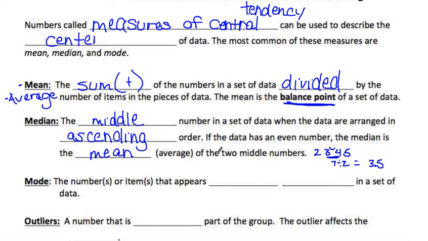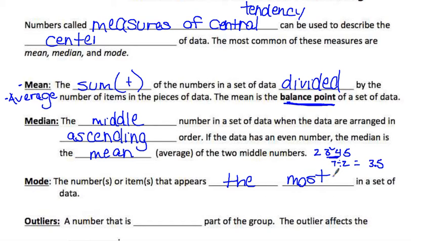The last one is the number of items that appears the most, and that's mode, in a set of data.